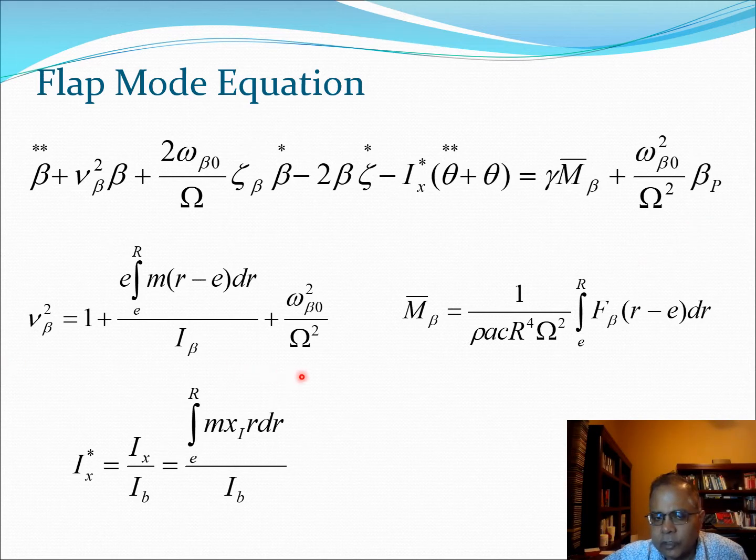Now recall our nu beta squared is the usual 1 plus the part due to the hinge offset and the part due to the spring, and m beta bar essentially comes from f beta, where f beta is essentially coming from the aerodynamic forces, in this case largely from lift. Also Ix star is Ix by Ib, so it can be written in this form, and of course if Xi is 0, this term becomes 0, so that is the way to get rid of the coupling between the pitch and the flap, is to put Xi equal to 0 somehow in your system.